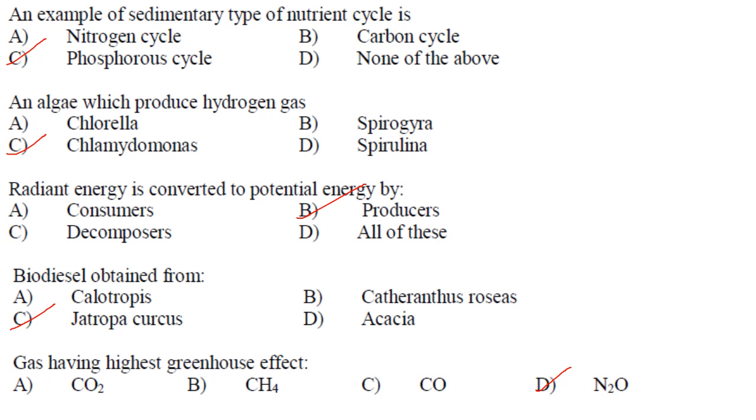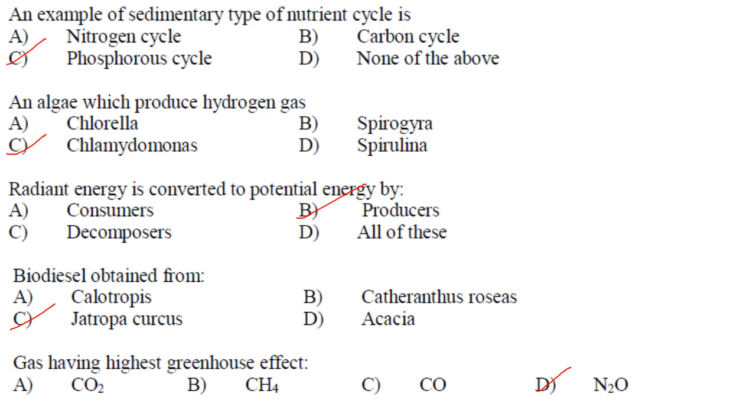Answer is option C. The algae which produce hydrogen gas. It is Chlamydomonas. Answer is C. Then radiant energy is converted to potential energy. Radiant energy is energy from the sun converted to potential energy by producers. So answer is option B.